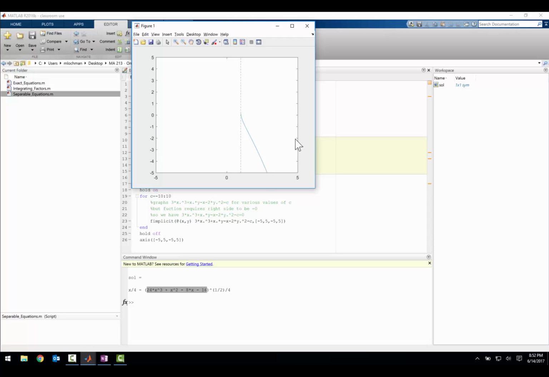So this picture confirms what we were talking about. The negative root means it's the bottom half of something, and it does have a vertical tangent line at the point where it starts. So that's kind of interesting.